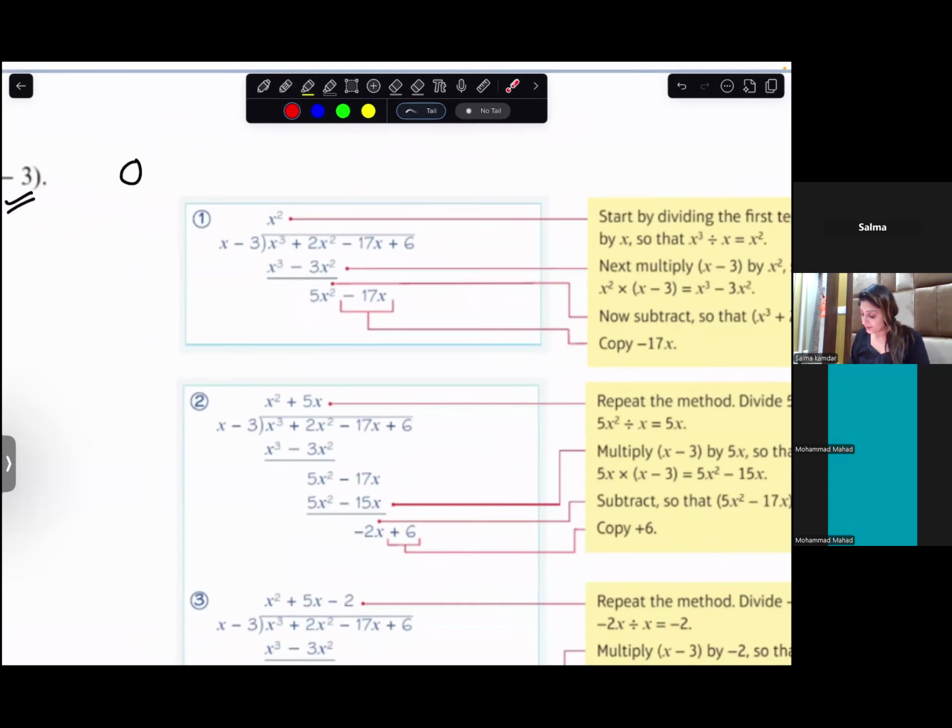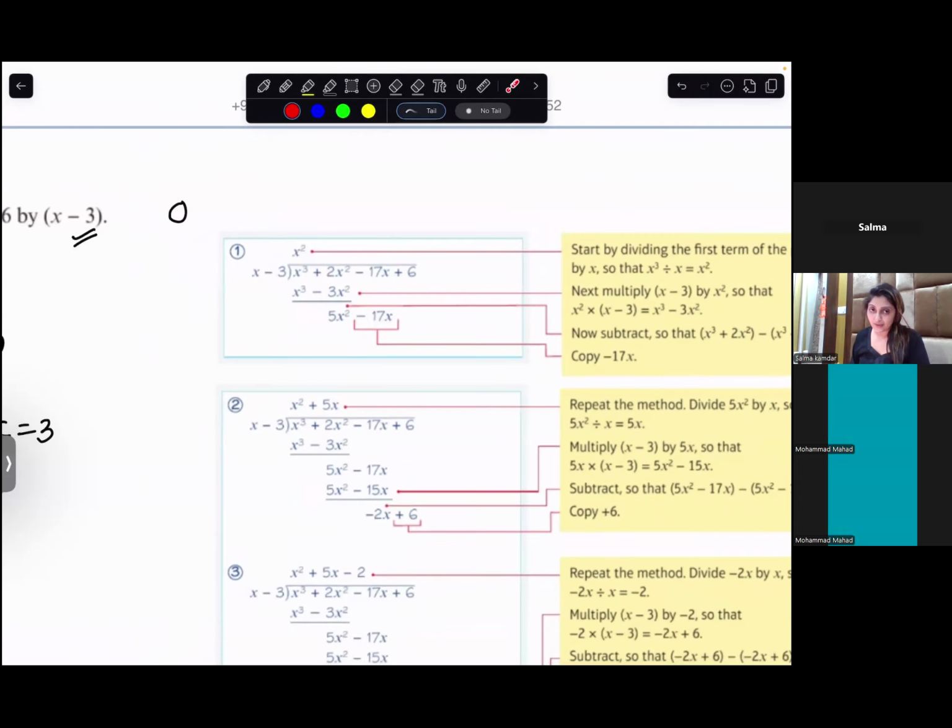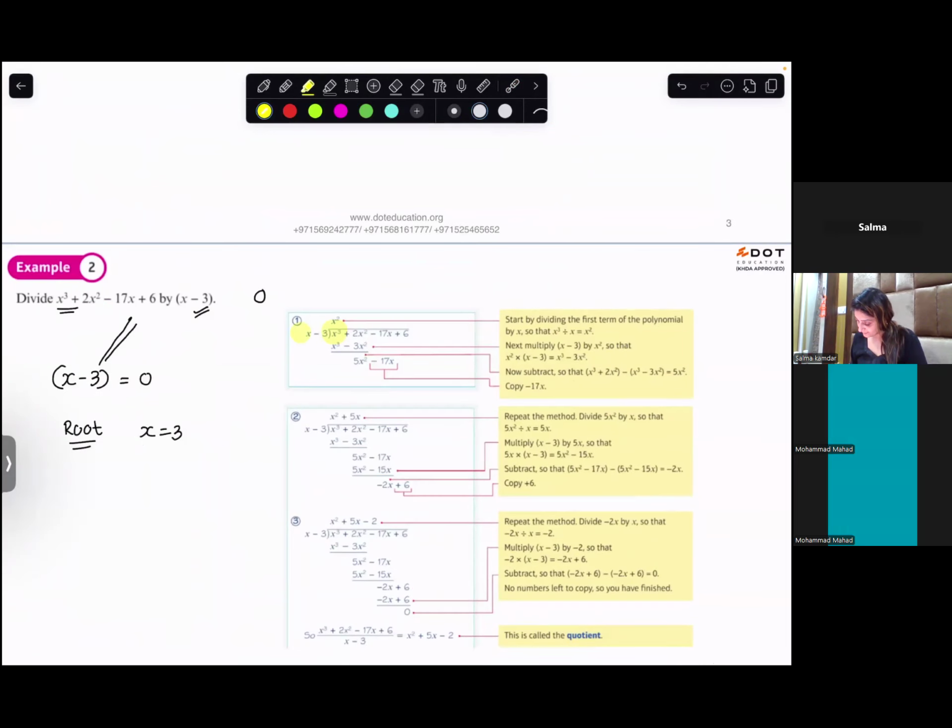Now, when you're doing this long algebraic method, what do you do? First, we divide the first term, which is x cubed in this case, by the first term of the thing we are dividing with, which in this case is x. So x cubed divided by x will give us x squared, and we'll write it on the top. That's the quotient. Then we'll multiply the quotient with x minus 3, which is going to be x cubed minus 3x squared.